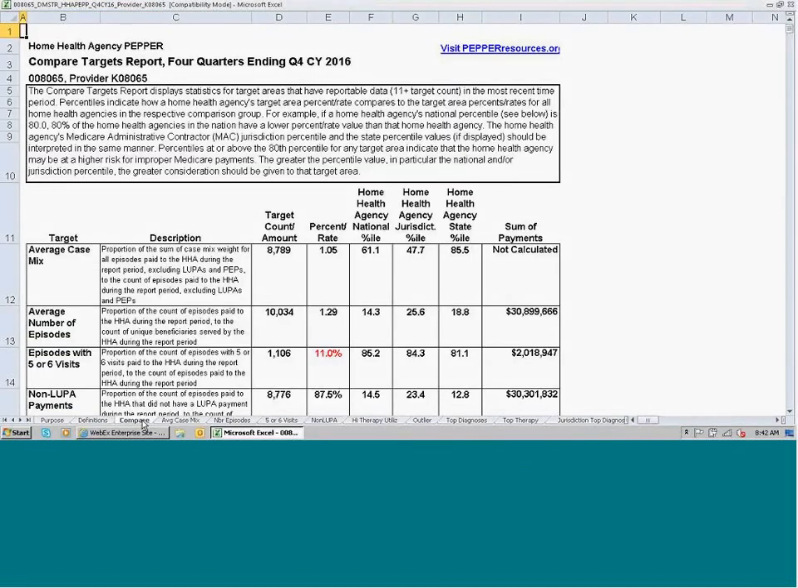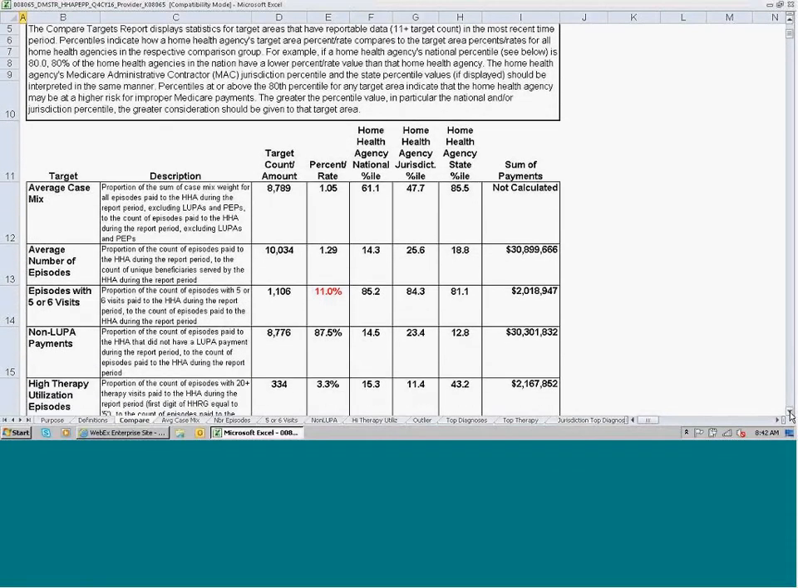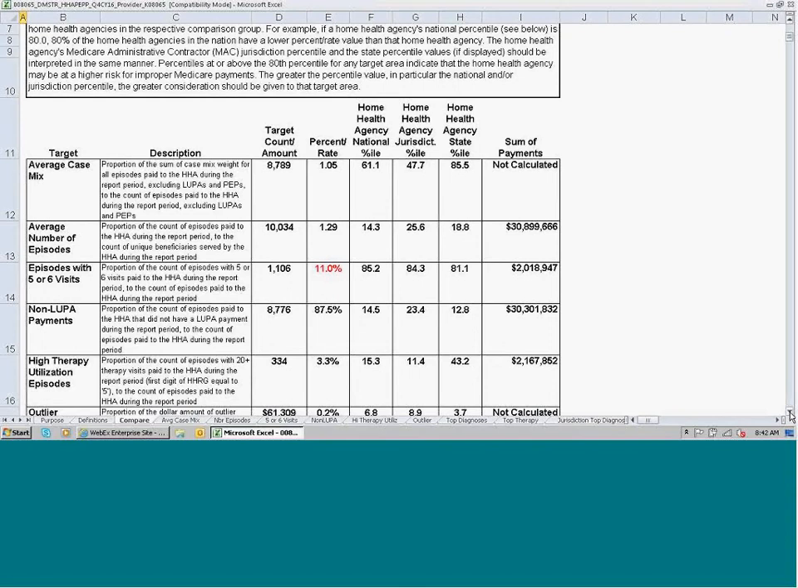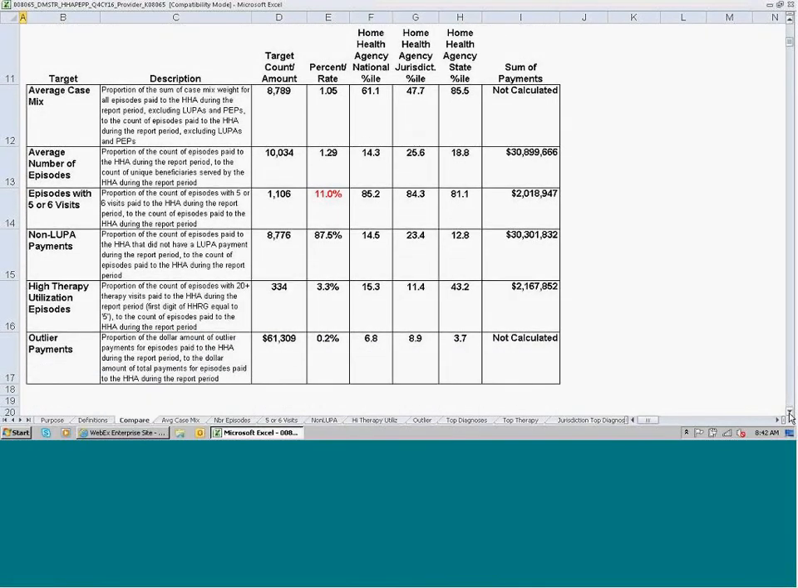The next report is called the Compare Targets report. I like to refer to this as the heart of the PEPPER. It is the only place within the PEPPER that you can see your statistics for all of the target areas all in one place. Now it does include only those target areas for which your agency has what we call reportable data for the most recent calendar year.